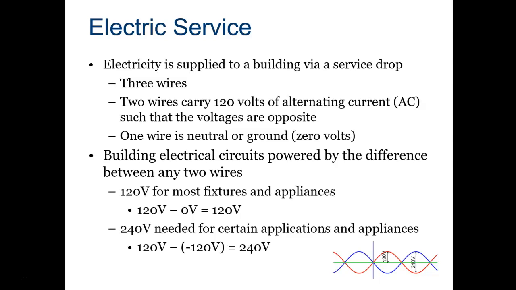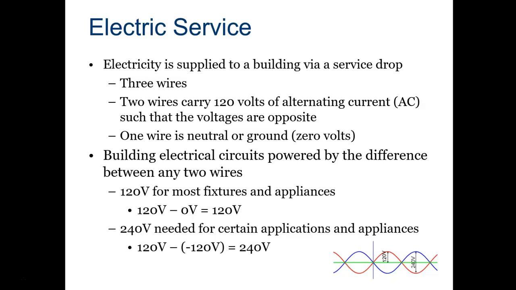Building electrical circuits are powered by the difference between any 2 wires. 120 for most fixtures and appliances, and then 240 is needed for certain applications and appliances like dryers, stoves, hot tubs, for you guys who work in the garage, the welder, and some other tools like that too. Some other common home tools can also incorporate 220, such as drill presses and things like that you'll find in a shop.